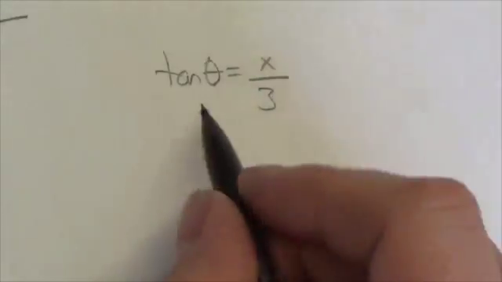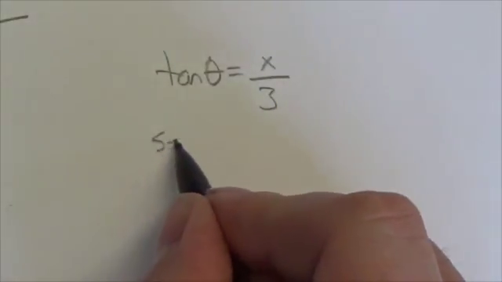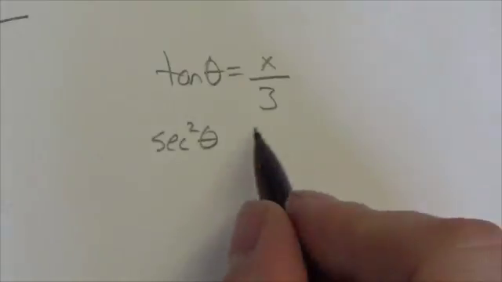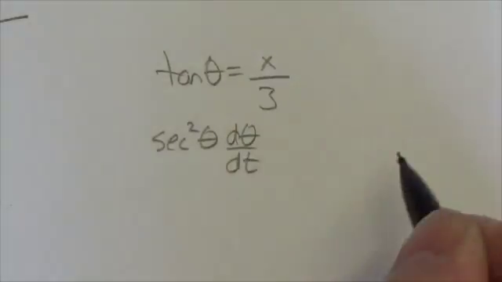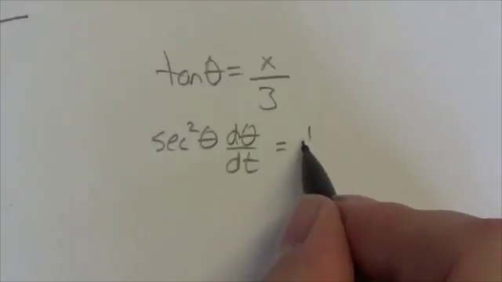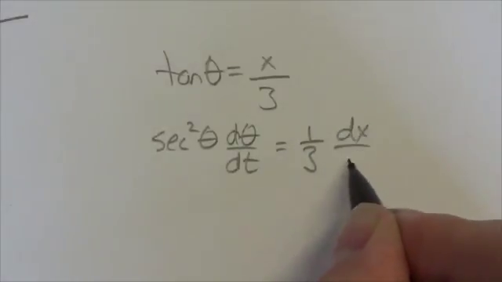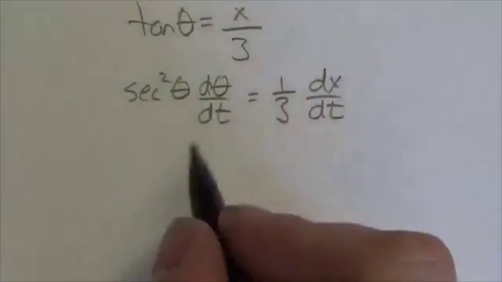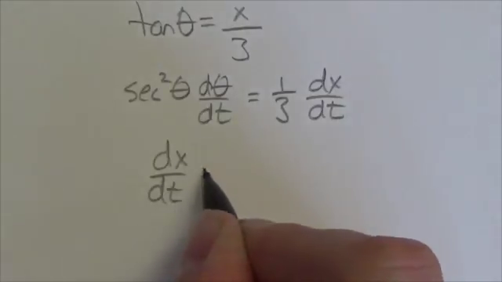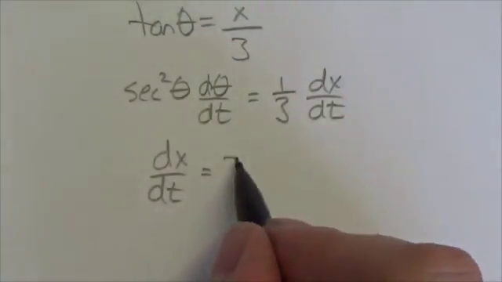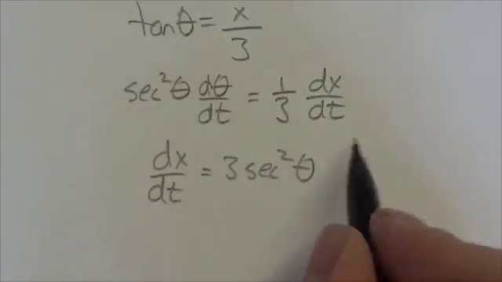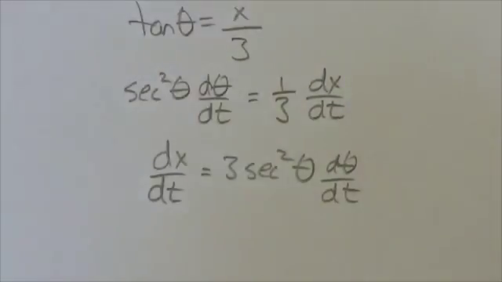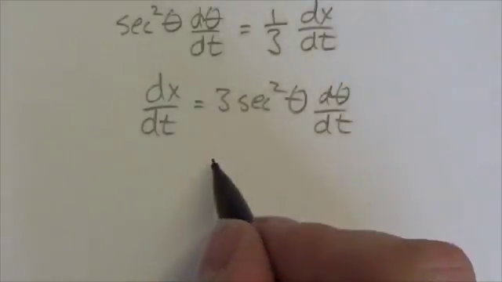So now I'm going to take the derivative of this. The derivative of tangent will be secant squared of theta d theta by dt. And this is going to equal 1 over 3 dx by dt. I got to take the derivative implicitly with respect to time. I am looking for dx by dt, so I'm going to put this over here, because I know we like to have it on the left-hand side. Multiply it by the 3. This will be 3 secant squared of theta d theta by dt.